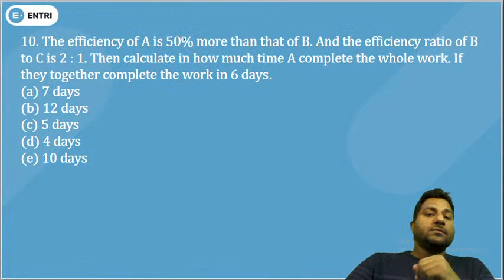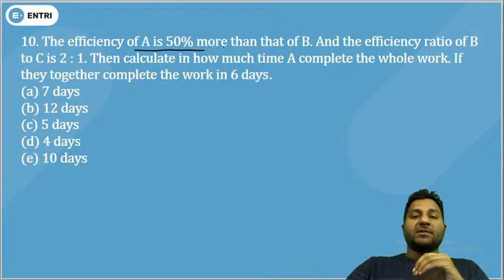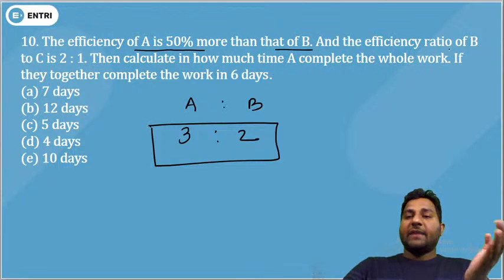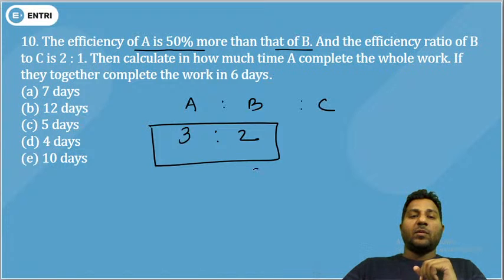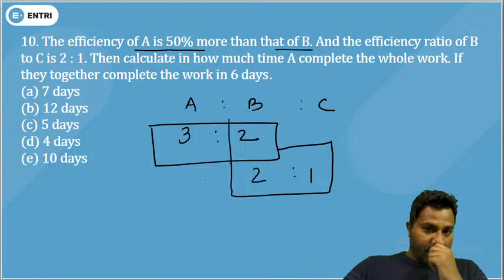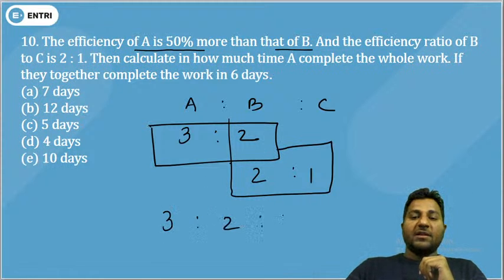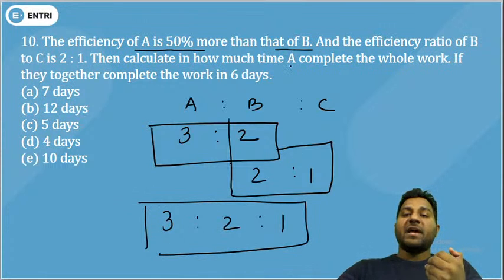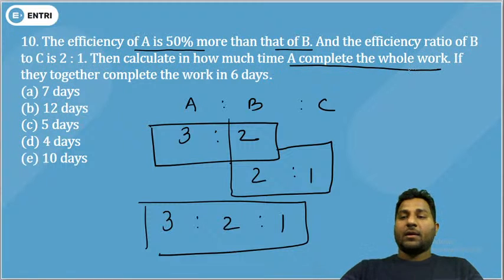Next, the efficiency of A is 50% more than that of B. So the efficiency ratio of A and B is 3:2, and the efficiency ratio of B and C is given as 2:1. That means you have to look at only B. Hence A, B, C has 3:2:1. Then calculate in how much time A completes the whole work if they together complete the work in 6 days.